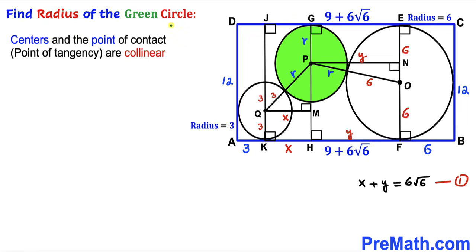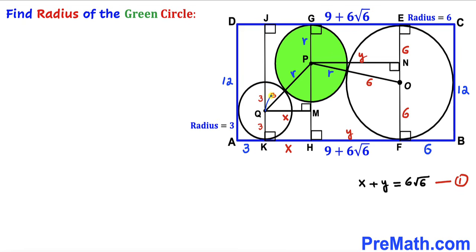And now let's recall this crucial fact: the centers and the point of tangency are collinear. So these centers P, Q and this point of tangency lie on the very same line, and likewise these centers O, P and this point of tangency lie on the very same line as well. So this whole length PQ is going to be r plus 3, so we can write this length as r plus 3. And likewise this side OP is going to be r plus 6, as you can see over here.